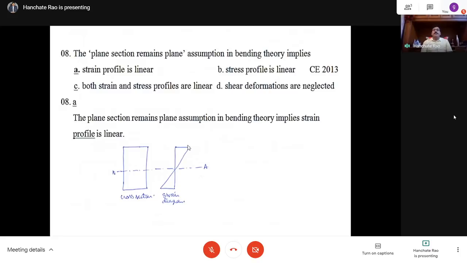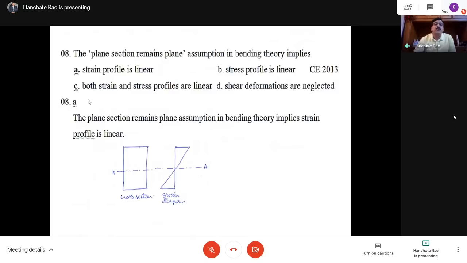The plane sections remain plane assumption in bending theory implies strain profile is linear, stress profile is linear, both strain and stress profiles are linear, shear deformations are neglected. So please see, the plane sections remain plane assumption, I have explained to you. It implies strain profile is linear. That's what I have told. The strain is directly proportional to distance from the neutral axis. So strain profile is linear. So answer A is correct.